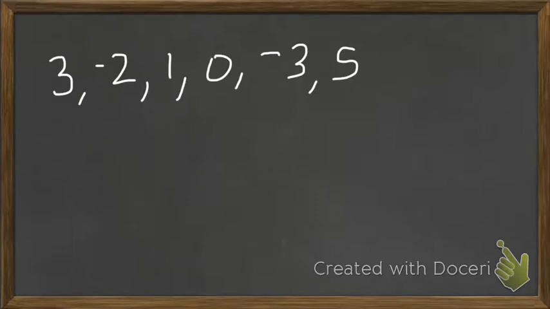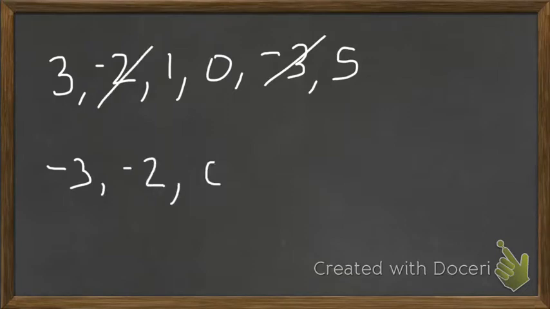Again, here's one to put from least to greatest, and they have to make sure that they read the instructions, because sometimes it'll say change from greatest to least. So this one, we're going to go from least, the smallest, to the greatest. So the smallest number here is going to be -3, followed by -2, followed by 0. Then we got 1, 3, 5.